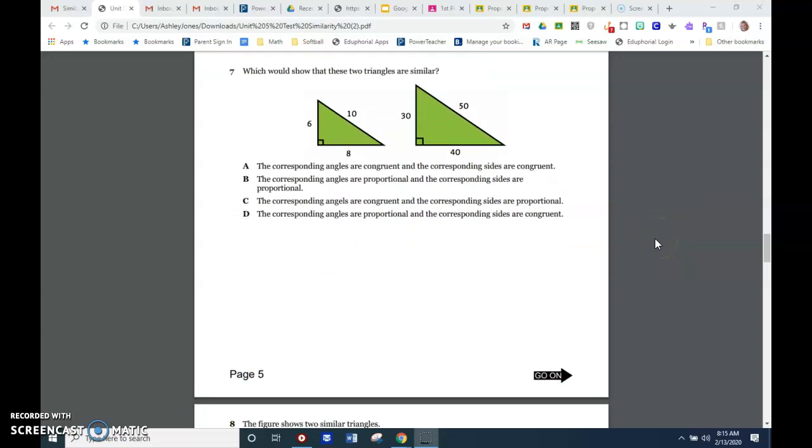Number 7. Which would show that these two triangles are similar? A. The corresponding angles are congruent and the corresponding sides are congruent. B. The corresponding angles are proportional and the corresponding sides are proportional. C. The corresponding angles are congruent and the corresponding sides are proportional. D. The corresponding angles are proportional and the corresponding sides are congruent.